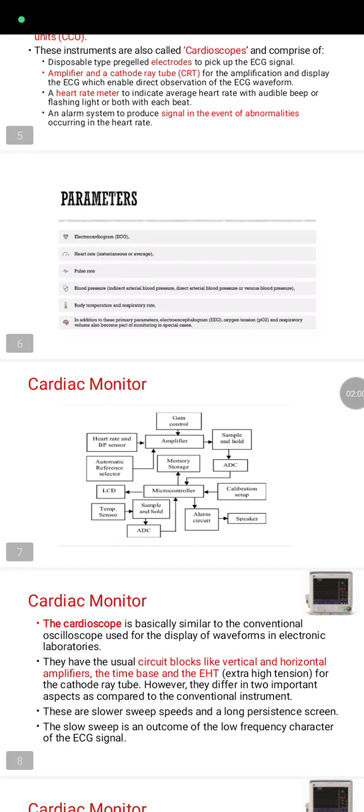These are the parameters which can be displayed on a cardiac monitor. One is the electrocardiogram ECG signal, another is heart rate, pulse rate, blood pressure, body temperature and respiratory rate. In addition to these primary parameters, EEG, PO2 and respiratory volume also become a part of monitoring in special cases.